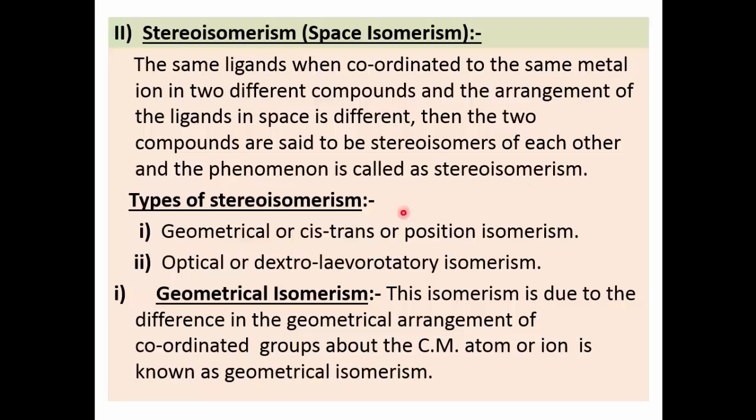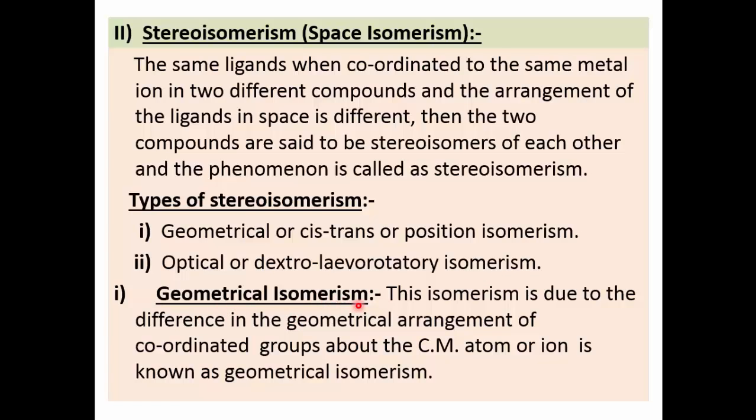Let us see types of stereoisomerism. There are mainly two types of stereoisomerism: geometrical or CIS-TRANS, or it is also called as position isomerism. Generally, it is called as geometrical or CIS-TRANS isomerism. Second type of stereoisomerism is optical or dextro-levorotatory isomerism. Let us see first type, geometrical isomerism.